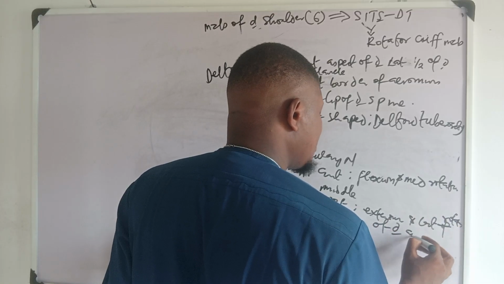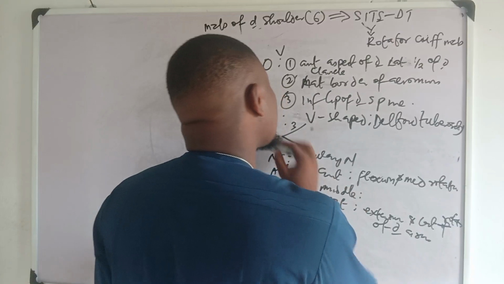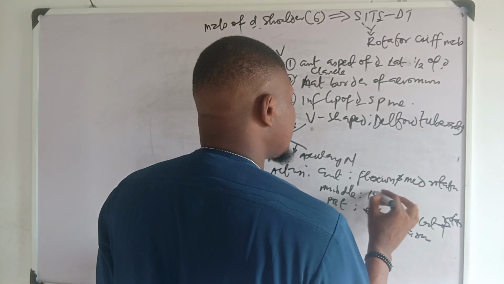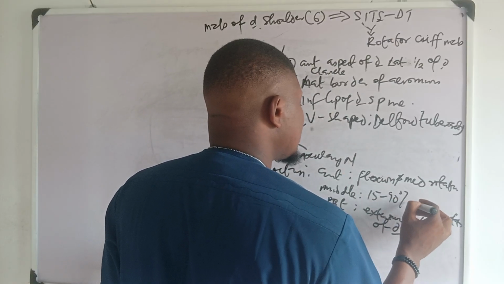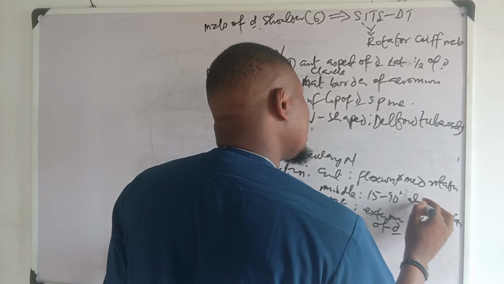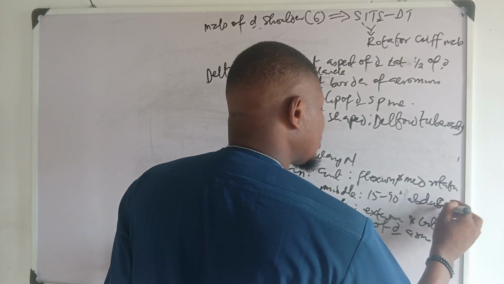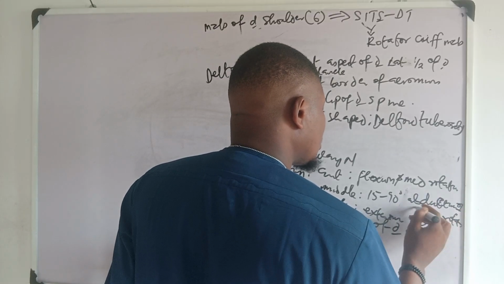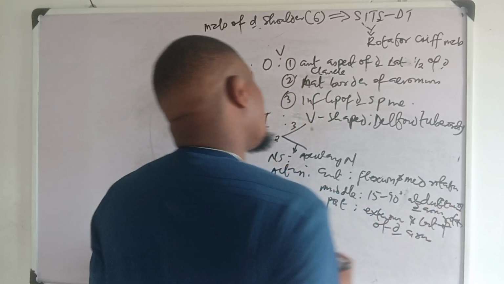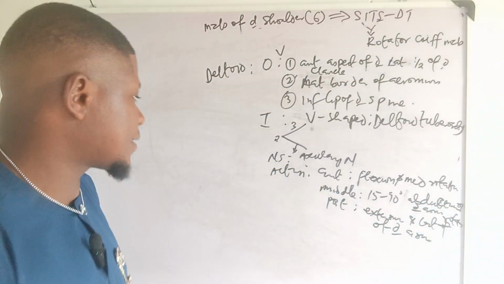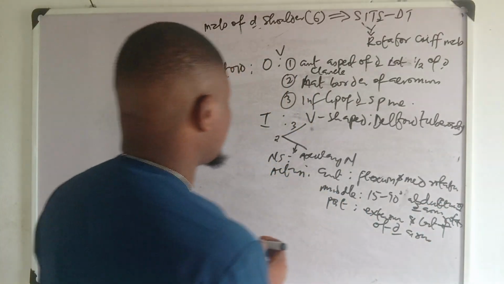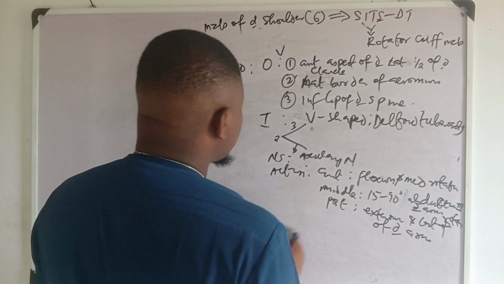Lateral rotation of the arm. Then the middle fiber is the one that does 15 to 90 degrees abduction of the arm. Do you understand? Okay, then what is the next thing?